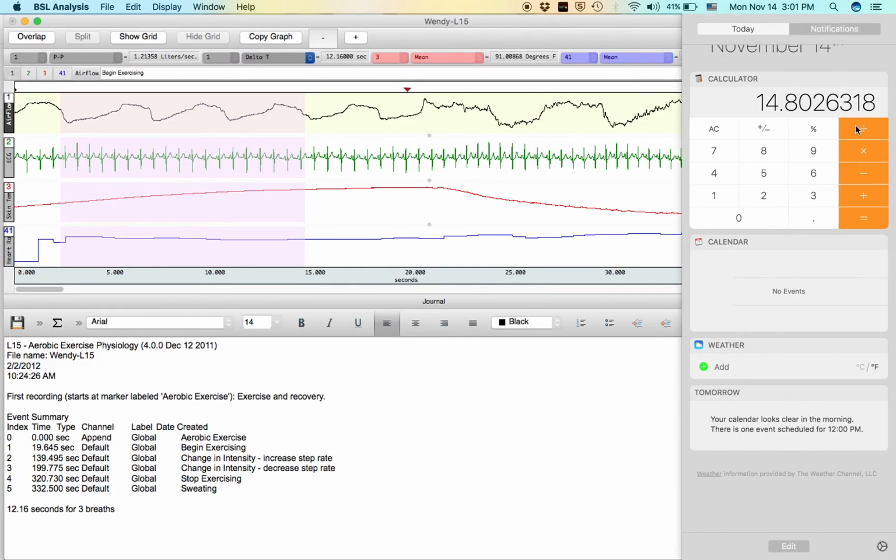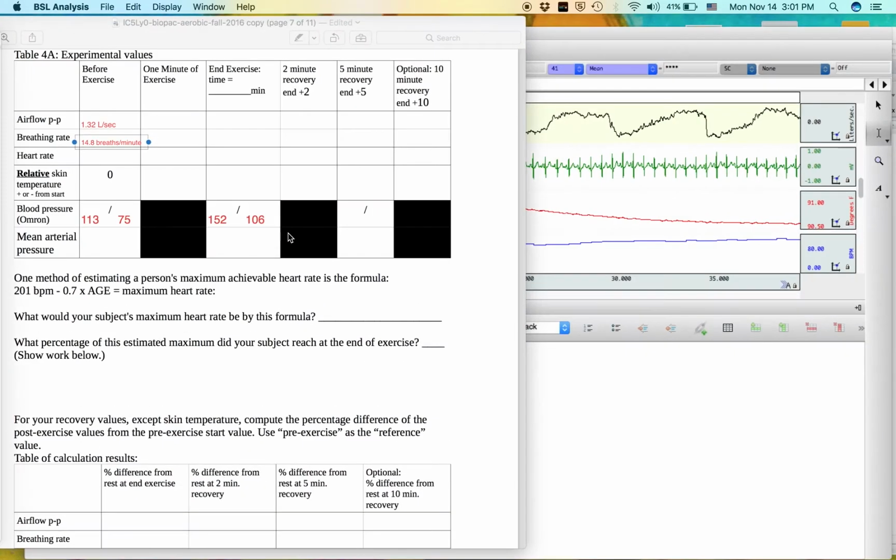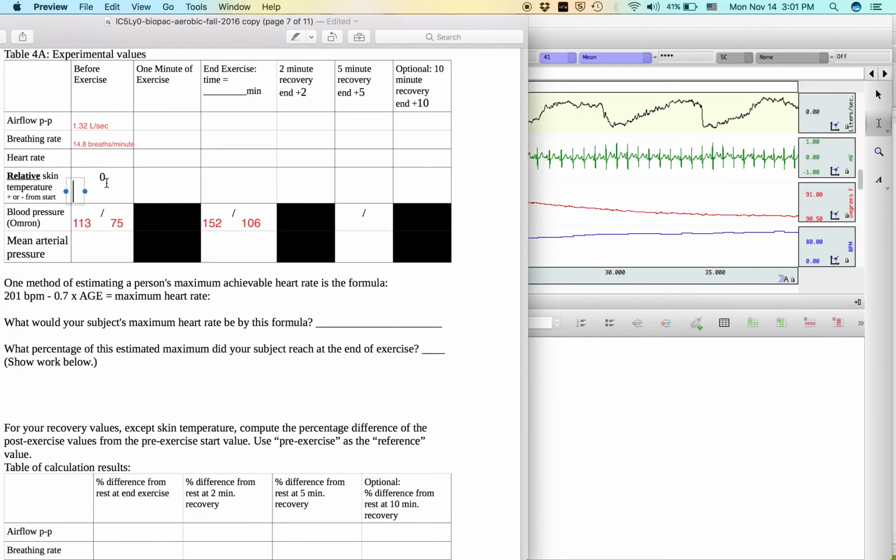So before we multiplied by 60, if I divide by 60, this is breaths per second, and then the seconds cancels out as we multiply by 60 seconds over 1 minute. 60 over 1 is just 60, so I can multiply by 60, and this is breaths per minute. So that's that value. Our skin temperature will be relative, so this is 0 here. We need heart rate though.